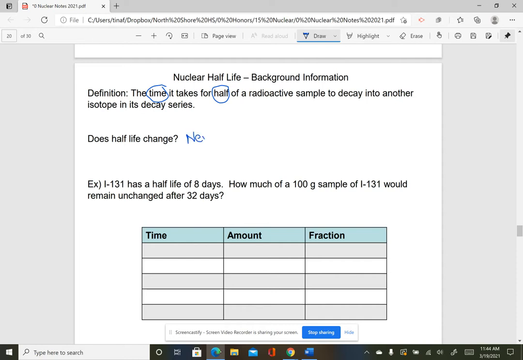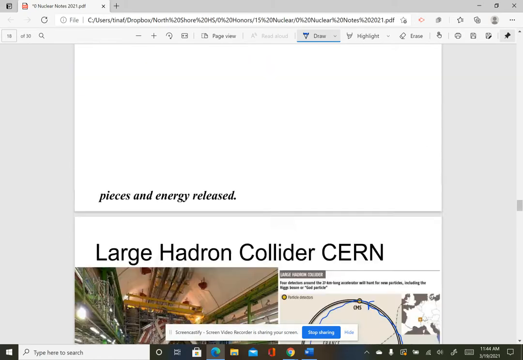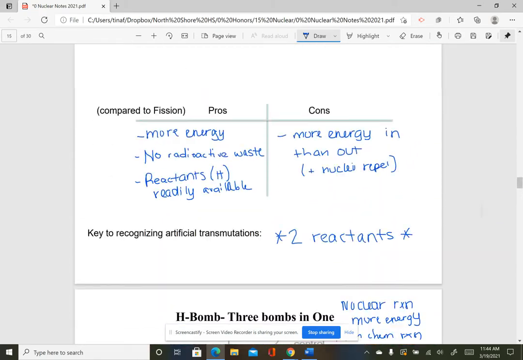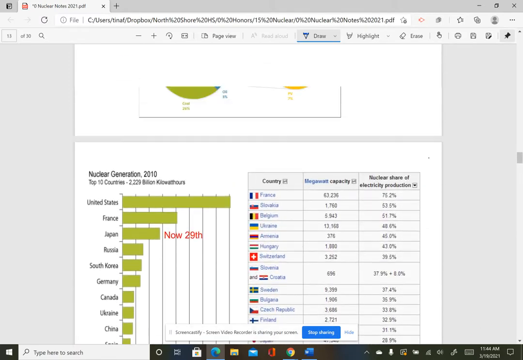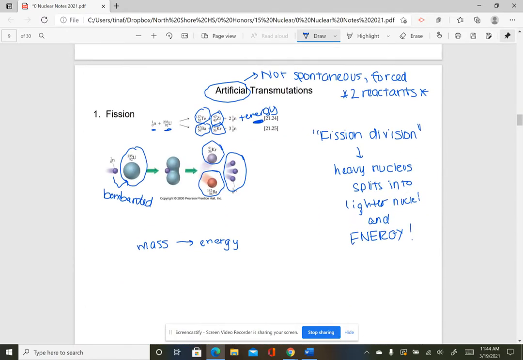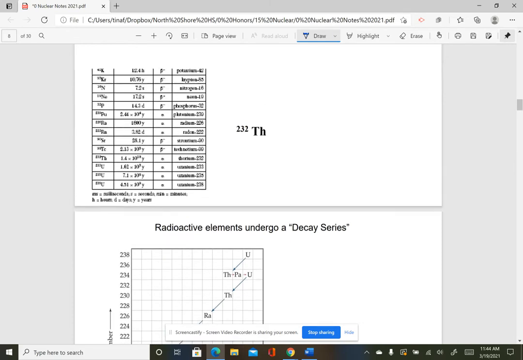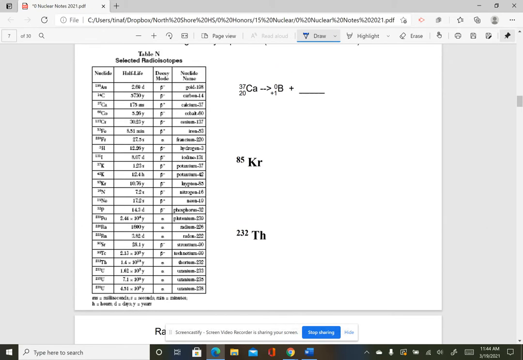Never. If we go back to table N, I'll scroll back so that you guys can see it. Here it is. Okay, so if we look at table N, we know that this table gives us the decay mode, the particle that the atom releases to get more stable. It also gives us the half-life.